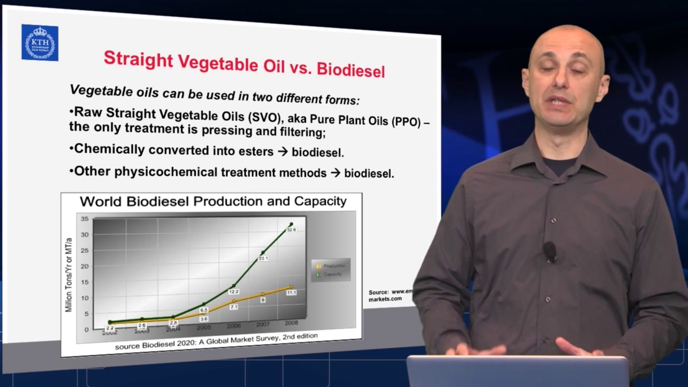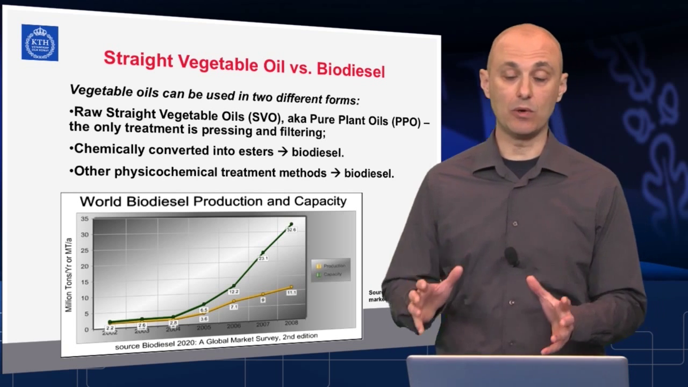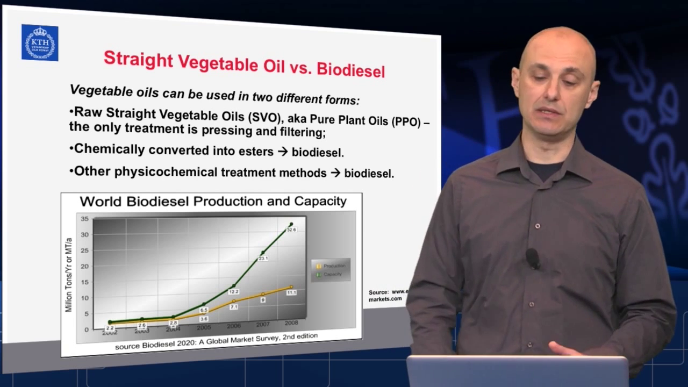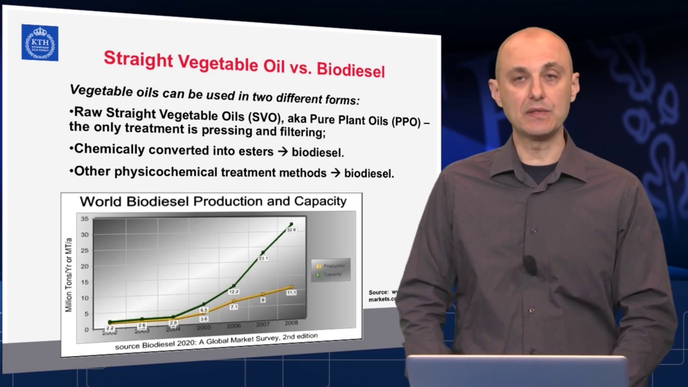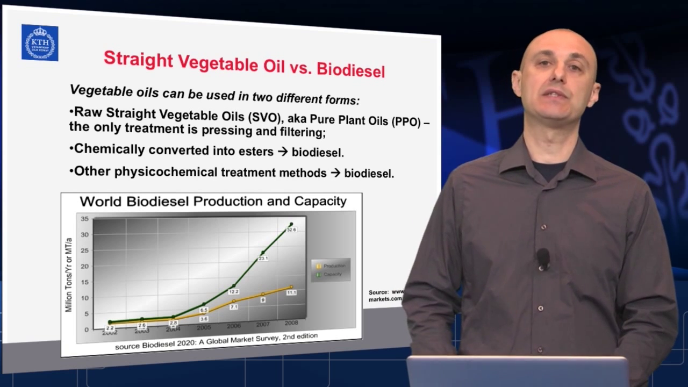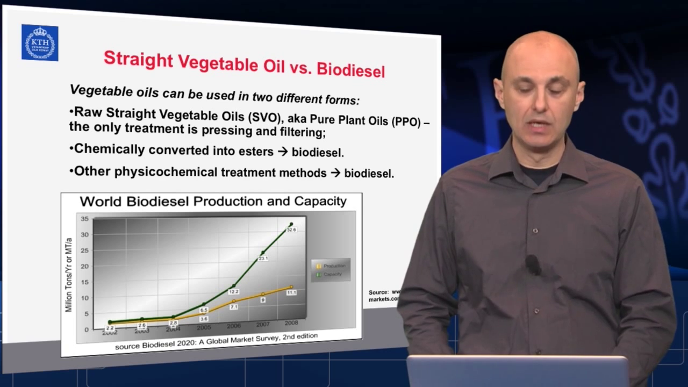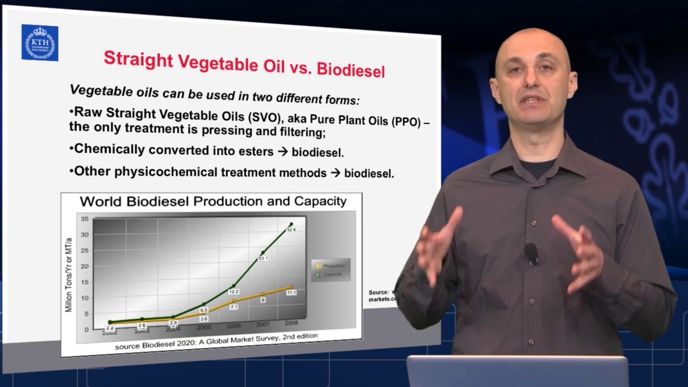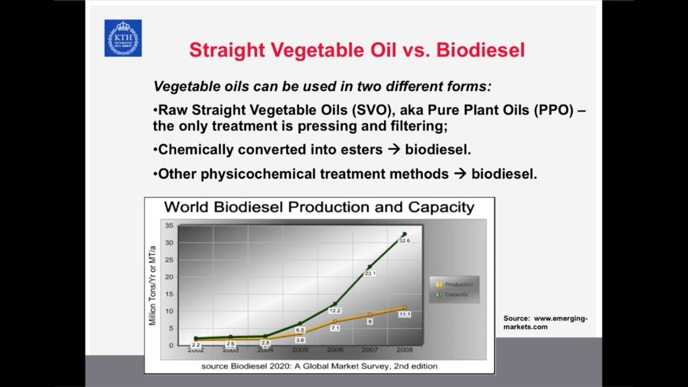Talking about biodiesel, straight vegetable oils versus biodiesel. Biodiesel is nothing else but chemically processed vegetable oil. And that's how the definition of a straight oil is introduced, also known as pure plant oil, PPO, or SVO. The straight vegetable oil is the raw, actual oil coming from the plant or from the cold pressing process.